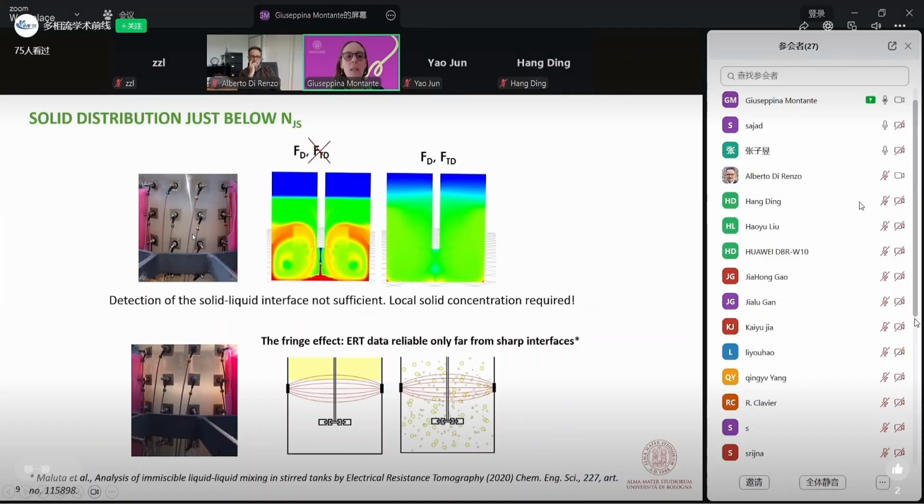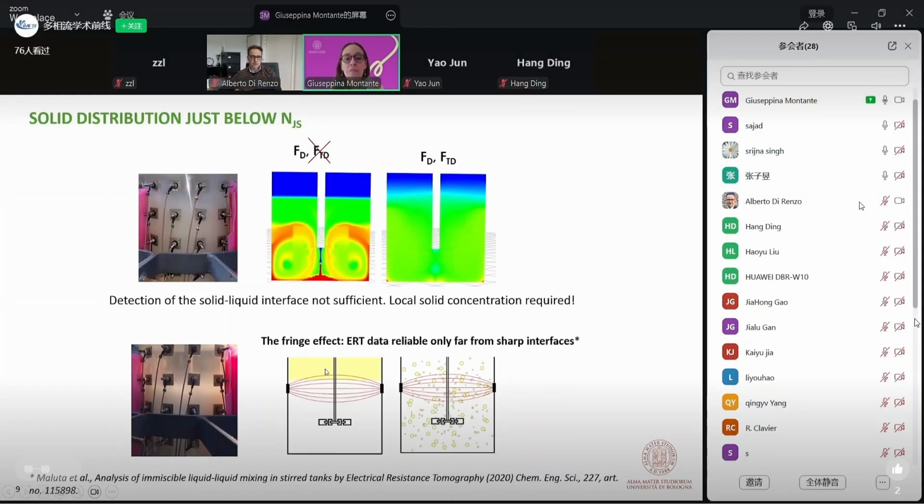So actually we have to know the local solid concentration distribution in order to be sure that our predictions are reliable. And to do so in systems where we have a high volume fraction of the dispersed phase, we can adopt, for instance, electrical resistance tomography, which is a suitable technique for looking inside solid-liquid suspensions without being intrusive.